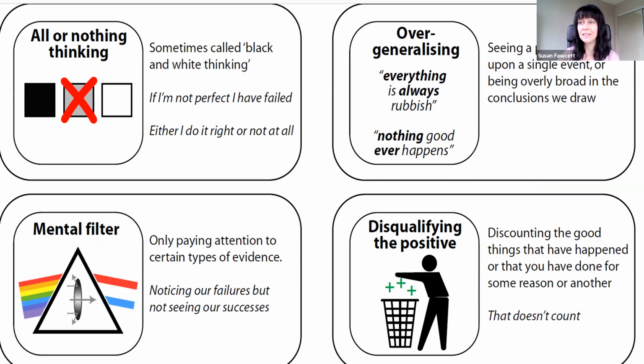overgeneralizing. So this is basically saying something like, when you make a mistake, you say to yourself, I always do that. Or you watch your husband or your wife do something and you say to them, you always do it that way. And that's likely not true, right? So we have this tendency to overgeneralize, which is not super helpful.